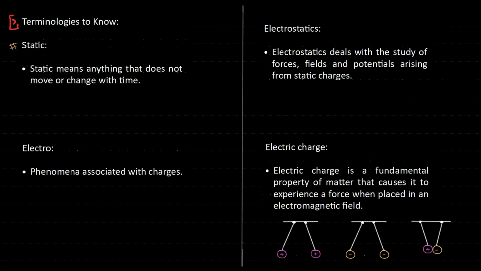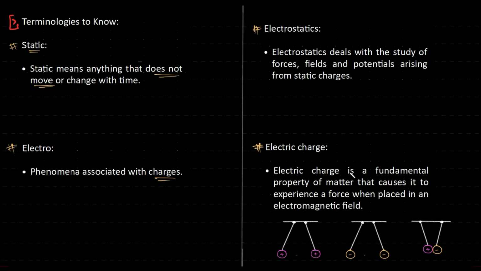So let's start off with understanding a few terminologies, or recalling a few terminologies, starting with static. The entire topic deals with electrostatics. The word static means not moving. Now, the word electro means what? Any phenomena that is associated with charges, right? Combining those two words, we have electrostatic phenomena. So electrostatics deals with charges which are not moving. We deal with the study of forces, fields, and potentials arising from static charges. This is spread across chapters 1 and 2.